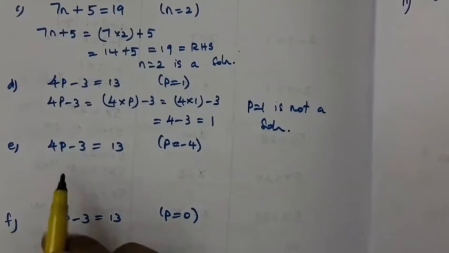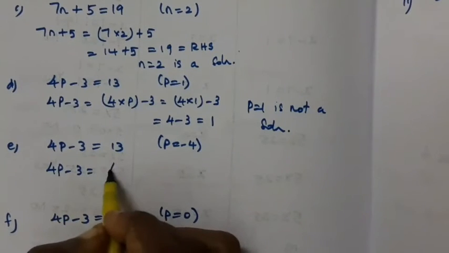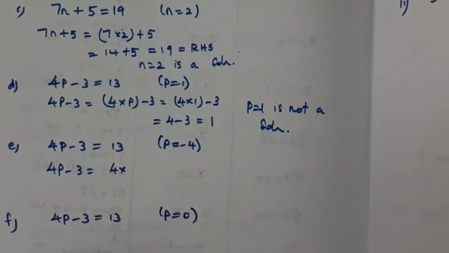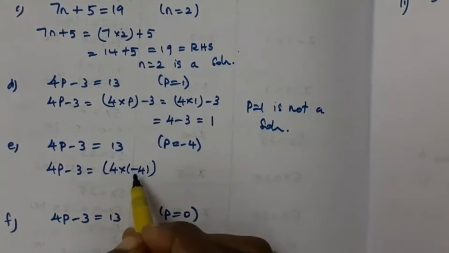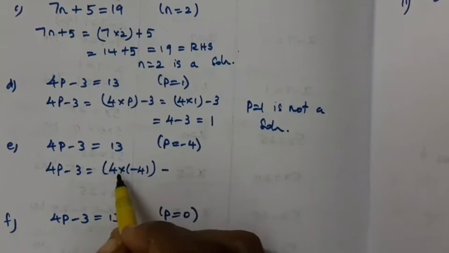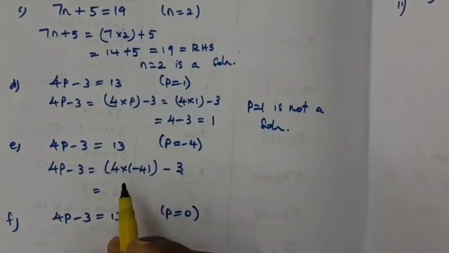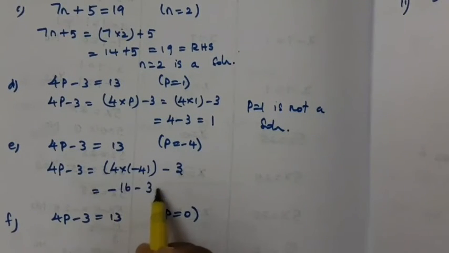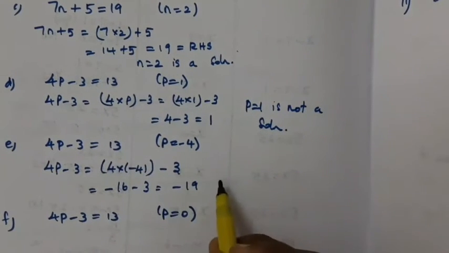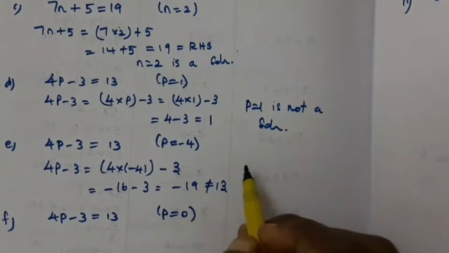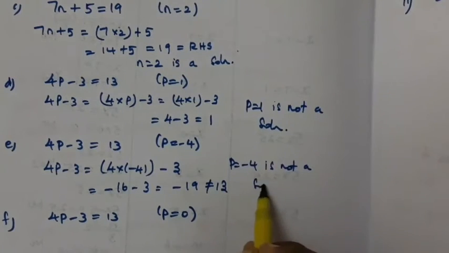The next is 4p minus 3 is 13. So 4p minus 3 is 4 multiplied by p. What is p? Minus 4. So 4 multiplied by minus 4, minus 3. That is 4 multiplied by minus 4 is minus 16, minus 3, that is minus 19. But they have given us 13. So this is not equal to 13. So we can write p equal to minus 4 is not a solution.